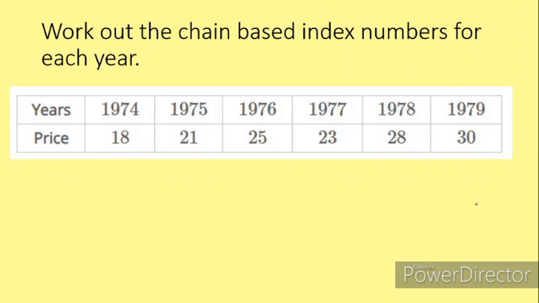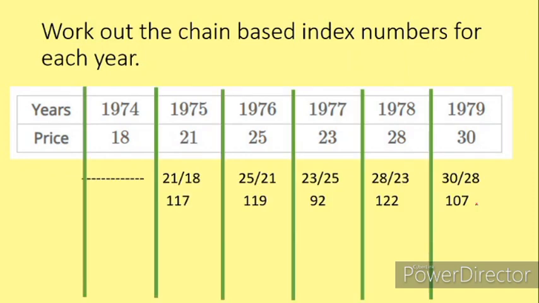Anyway, here's another question for you to do. It says chain based, so don't work out your actual index numbers. You don't need to. Just work out your chain-based index numbers. There you go. Obviously, the first year I can't have one because I've got nothing to divide by, but all the rest of them I can. I didn't bother putting times by 100 because I ran out of space. Hope you enjoyed that lesson.